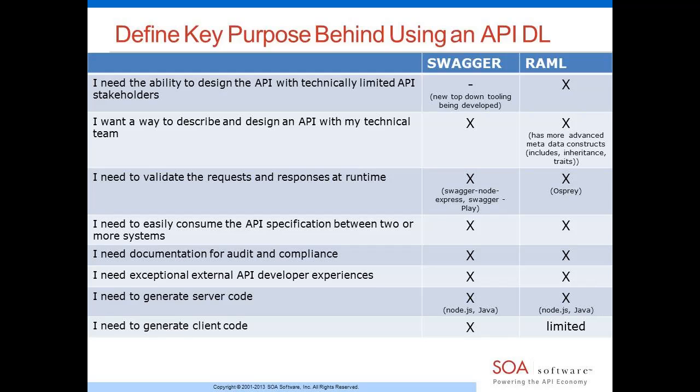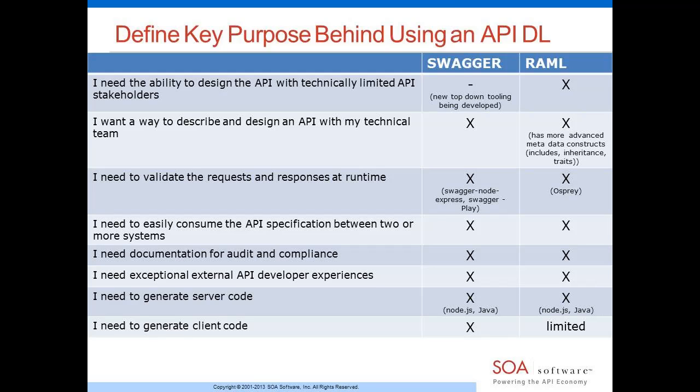Now let's say I need to validate the request and response at runtime. So you want to make sure that the request coming in adheres to your specification and the response going out adheres to your specification. Both Swagger and RAML have this capability, okay? For example, Swagger Node Express and Swagger Play have that capability, and that's been around for quite a while. RAML has a very young solution or module in this, and that's Osprey, but that's going to get there too. Remember, Swagger has about 2 years ahead of RAML, and its community has 2 years on RAML. But RAML is closing that gap very quickly, and enterprises, because of the 2 previous points I made, are adopting that, okay?